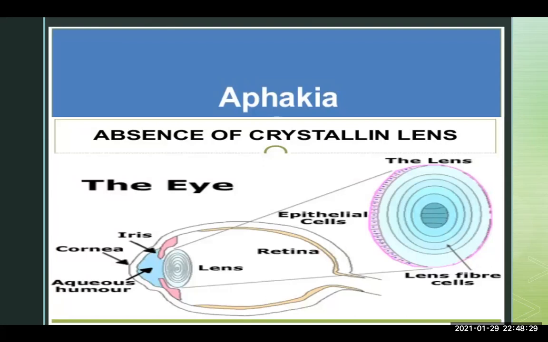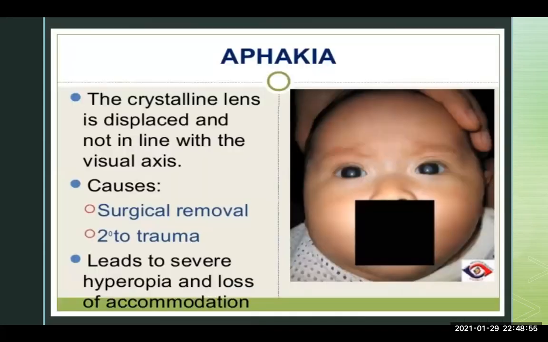Aphakia is the absence of the crystalline lens, so it's a major form of hyperopia where there is no lens, there is no converging power of the eye, because of the absence of the lens and the absence of two surfaces refracting or converging the light. Aphakia is the absence of the crystalline lens from the visual axis. It could be displaced, not in line with the visual axis, or completely absent, as I mentioned before.